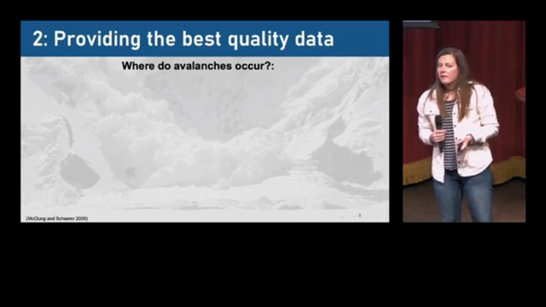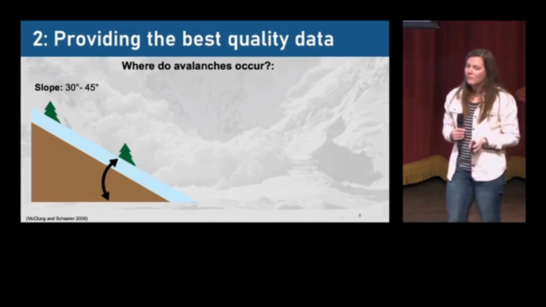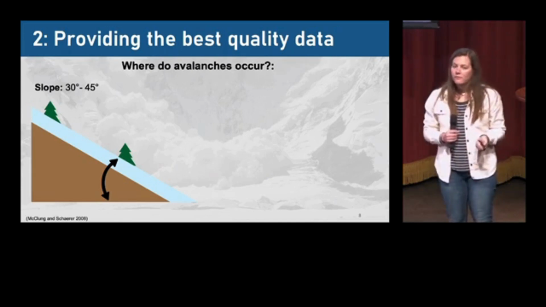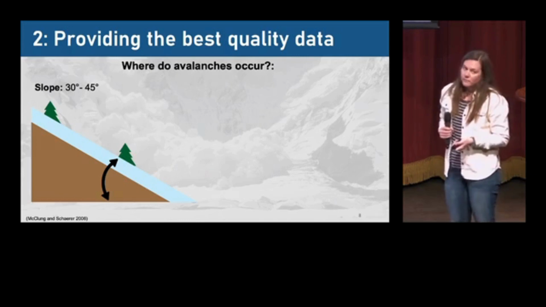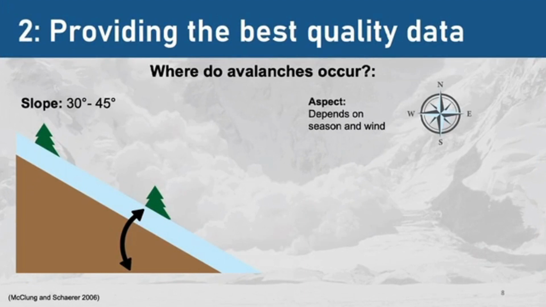So moving on to providing the best quality data. Where do avalanches occur? Slope, it's the thing we all talk about, 30 to 45 degrees generally, that's your avalanche terrain. But there's other important factors that will affect where that avalanche is going to occur. One of those is aspect. And yes, this is a really dynamic variable, and it's going to change with your season and your storms and your wind patterns. I put this into the code that creates all this as a static variable with the intention that either weather station data or forecast data can go into that and make it dynamic for the area you're looking at.